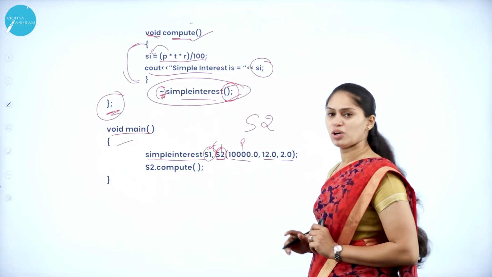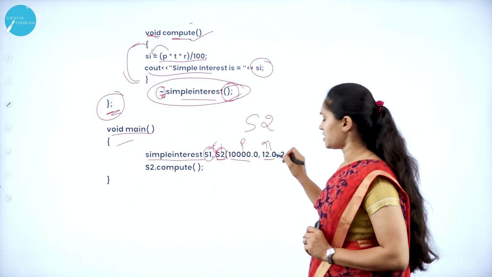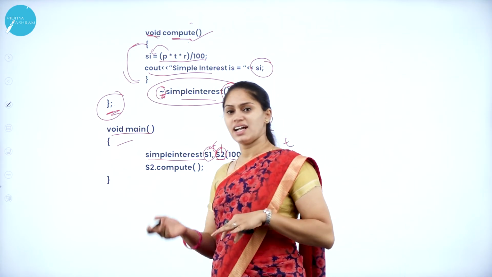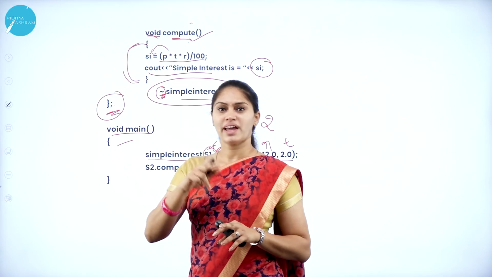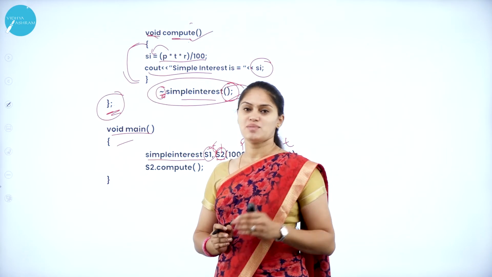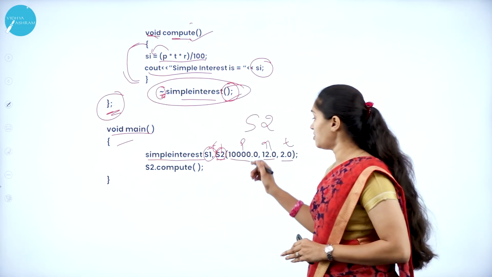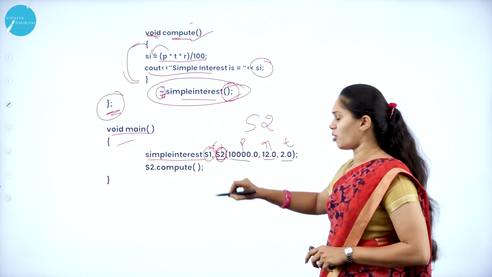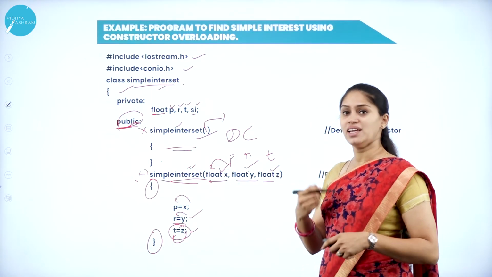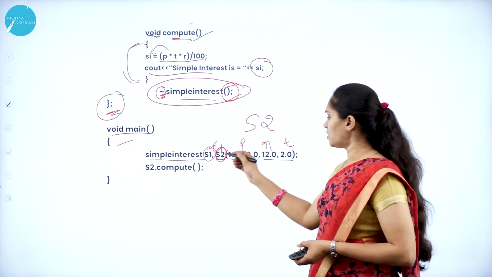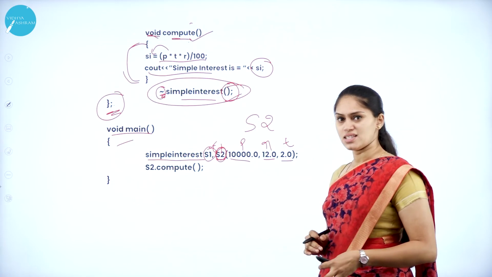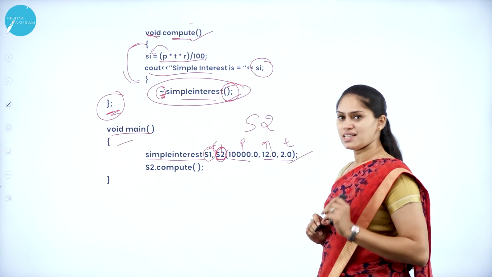So here the principal amount becomes 10,000, the rate of interest will be 12%, and the time given is 2 years. So these are the contents which will be allocated to X, Y, Z. That indirectly means P, R, T in a respective manner. So when I am creating this object, at that time this constructor, that is the parameterized constructor, will be invoked. Okay, and whatever the content is there will be assigned to those variables. Yes, this is regarding the first line of the code.